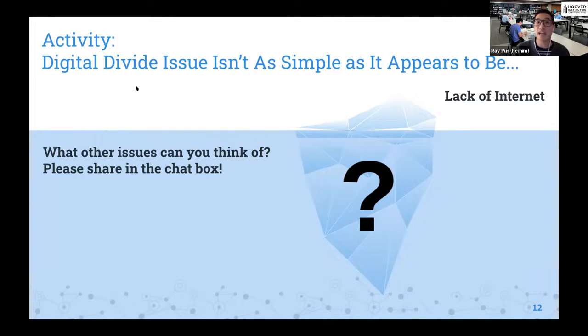Great, someone shared a lack of infrastructure. Another person shared digital literacy, especially among seniors, and security. Certainly, these are all important issues here. Lack of device, how to maneuver the internet. And I see here funding.